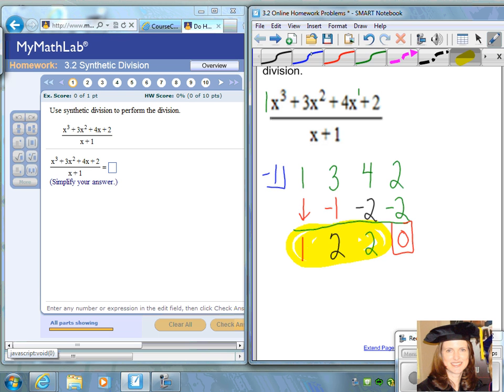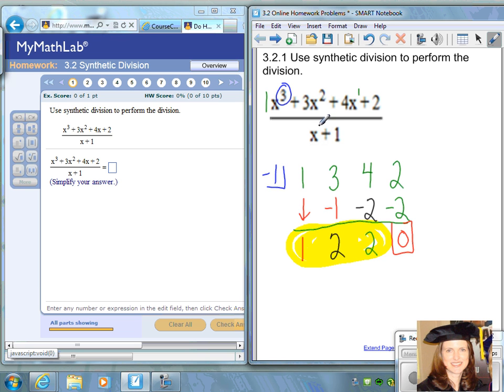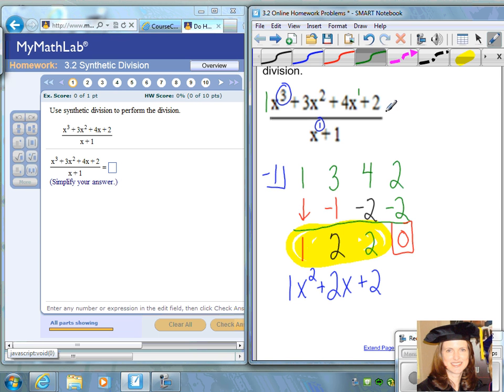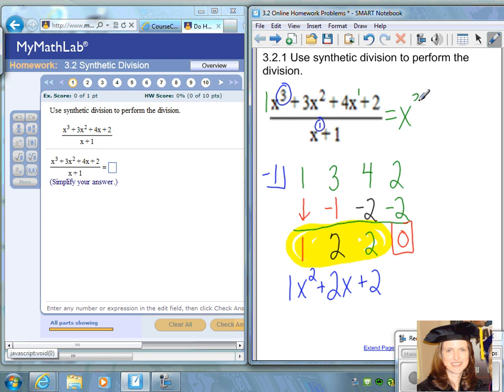And when you are starting off with an x to the third power, and you're dividing by an x to the first power, you're going to simplify that. X to the third divided by x to the first is an x to the second. So this is going to be 1x to the second power, and then you decrease the powers. Plus 2x to the first power, plus 2, and this one has a remainder of 0. So the answer to this problem is x squared plus 2x plus 2.